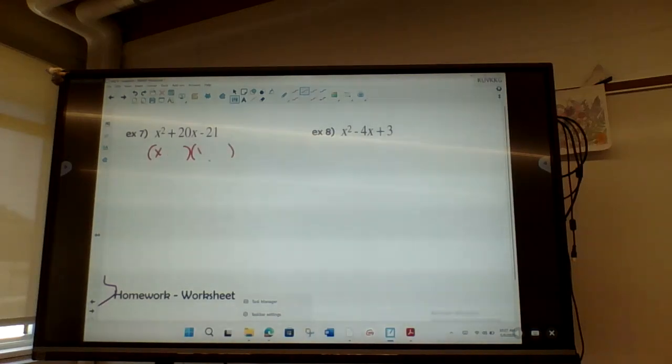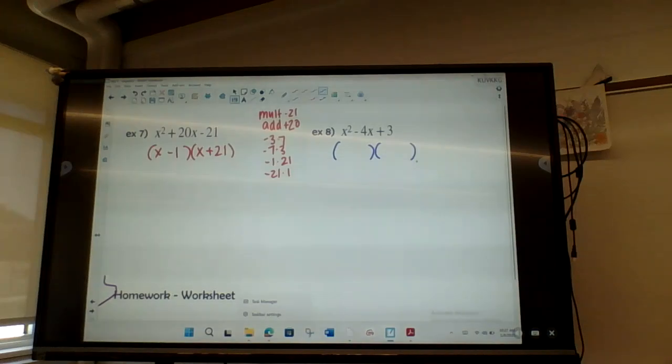So we have x and x. We want to multiply to negative 21, but add to positive 20. And you might go 3 and 7, I don't know what else, negative 7, 3, that nothing works. But don't forget about 1 always goes into a number. So negative 1 and 21. Together, negative 1 and 21 will add to give me a positive 20, 20 minus 1.